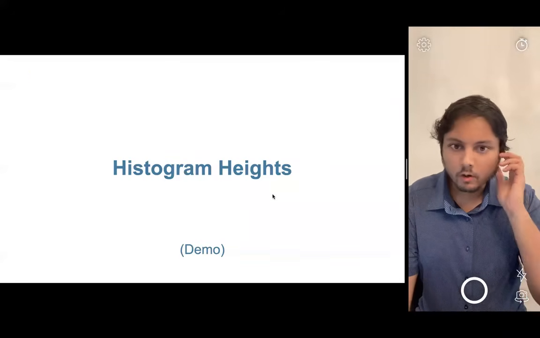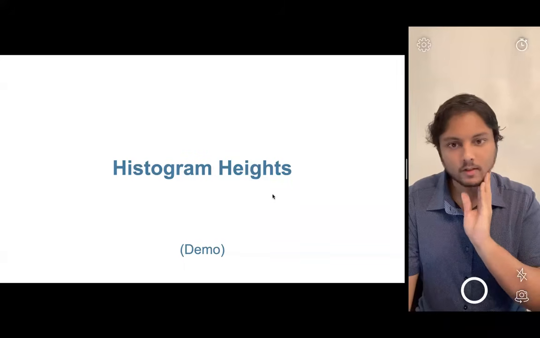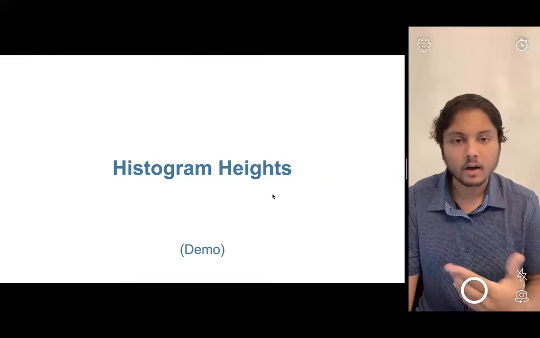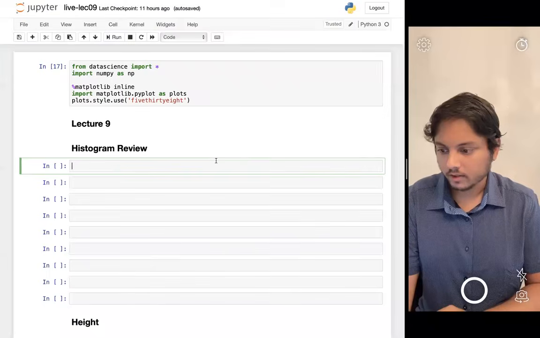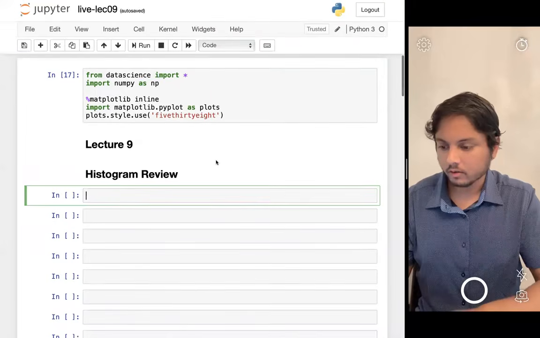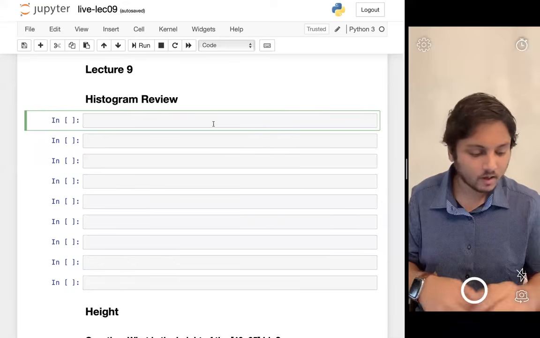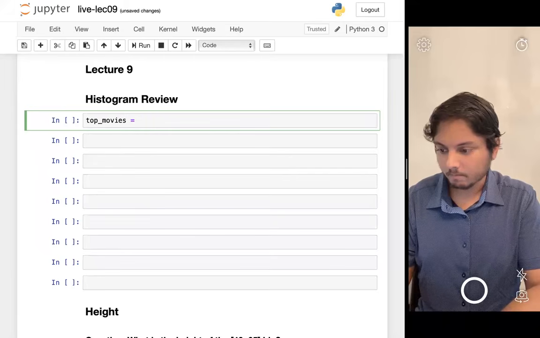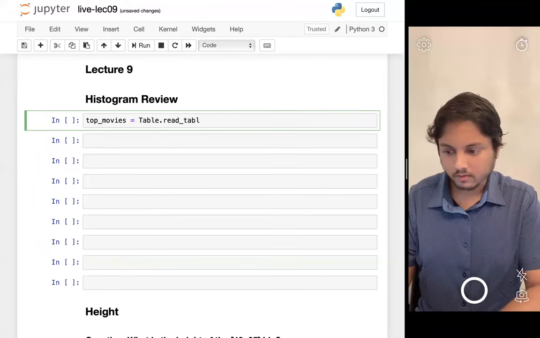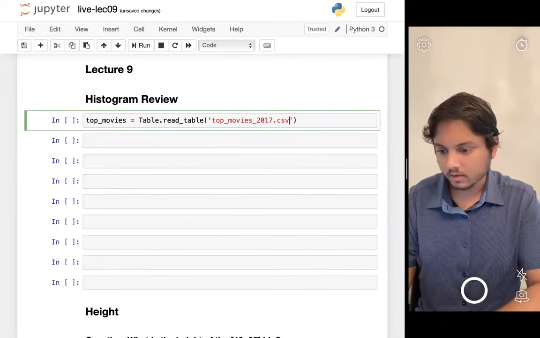Cool. So the main thing that we need to cover that we didn't get to cover last time is understanding the heights of histograms and how you interpret that. So in order to do that, let's quickly review what we did on Monday, in terms of histograms. So we had this data set of all of the top movies up until 2017. So that's top movies 2017.csv.